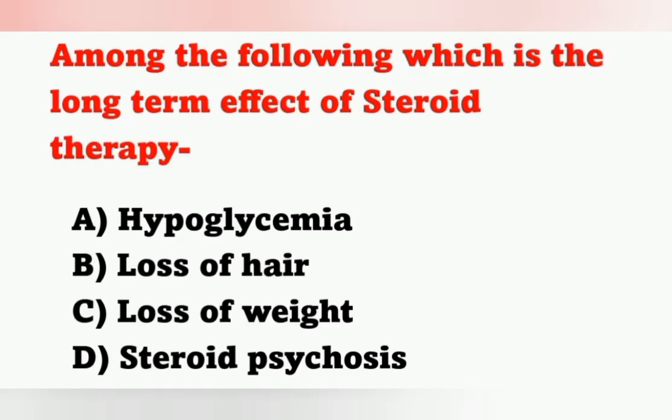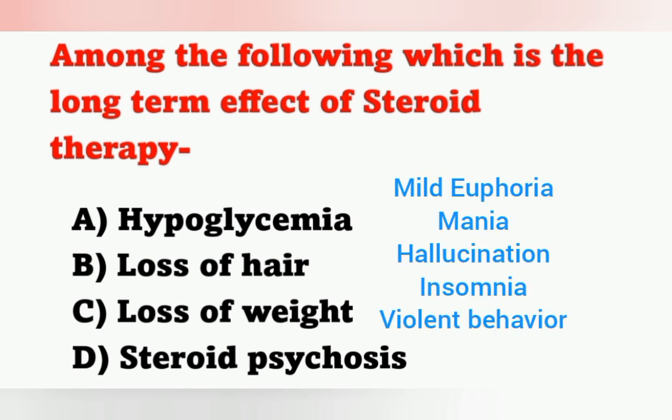Among the following, which is the long-term effect of steroid therapy? Options. Option A, hypoglycemia. Option B, hair loss. Option C, loss of weight. Option D, steroid psychosis. If the patient is taking steroid continuously, then the patient may experience long-term side effects. Here one of the long-term side effects is steroid psychosis.